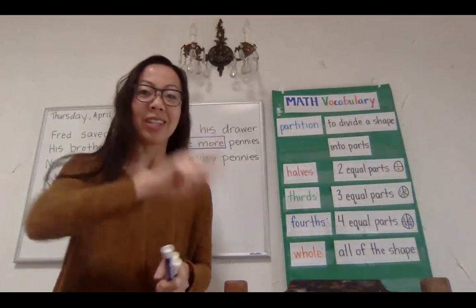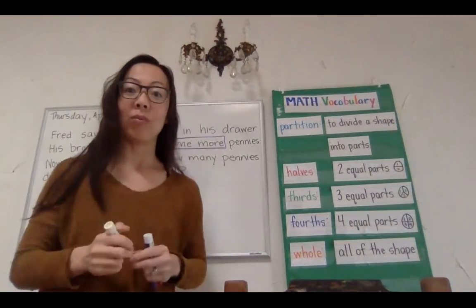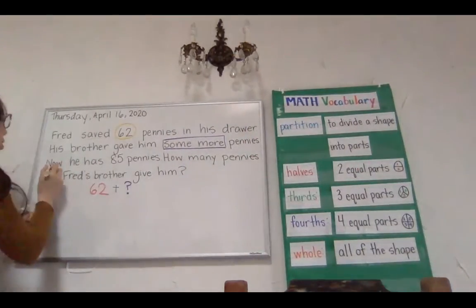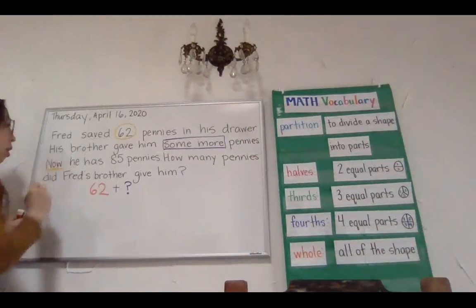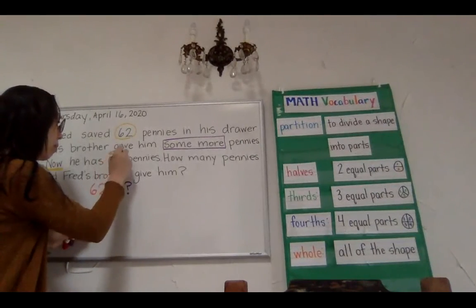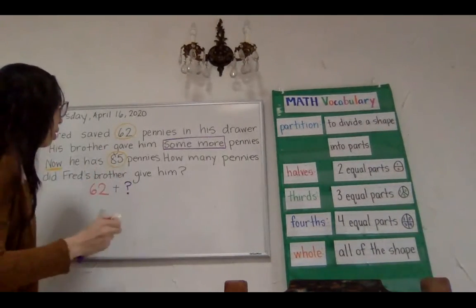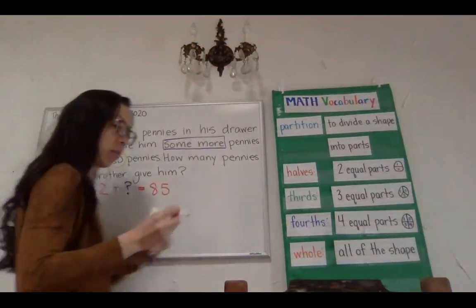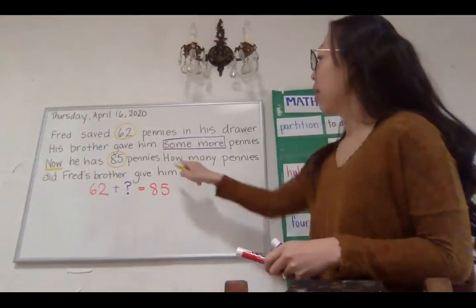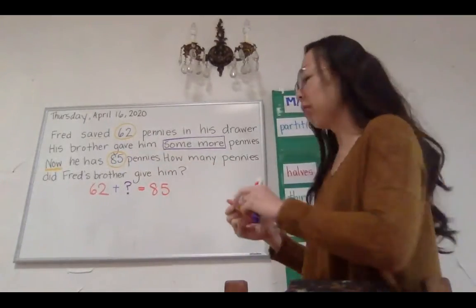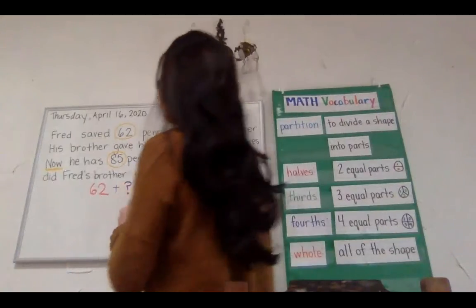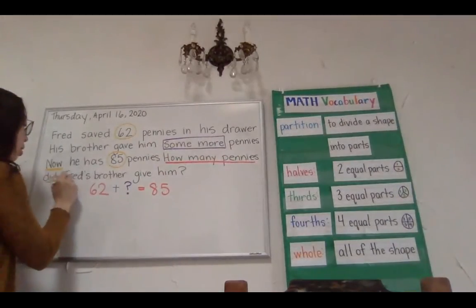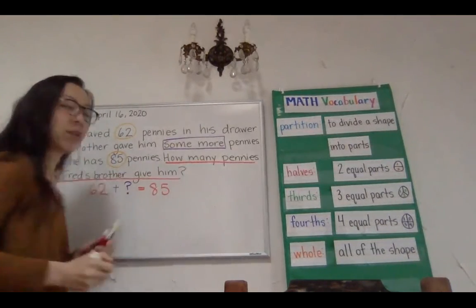Now, you know that's a key word. That tells us we have a total because we know he had some before. Now he has another number. So let's underline that word now. He has 85. So now we know our sum. We know that he has 85 pennies altogether after his brother gave him some more. So what's our job? How many pennies did Fred's brother give him? So we are solving for that question mark, which is answering the question, how many pennies did Fred's brother give him?